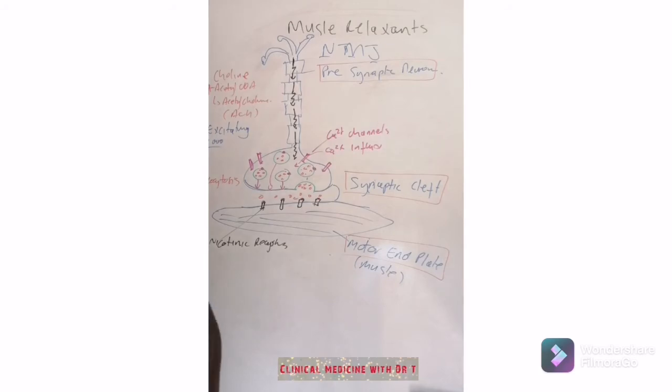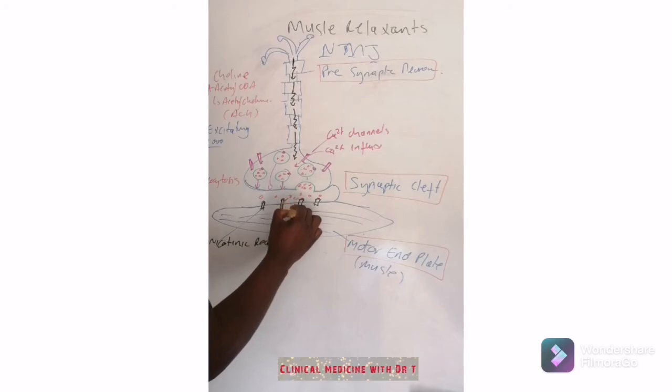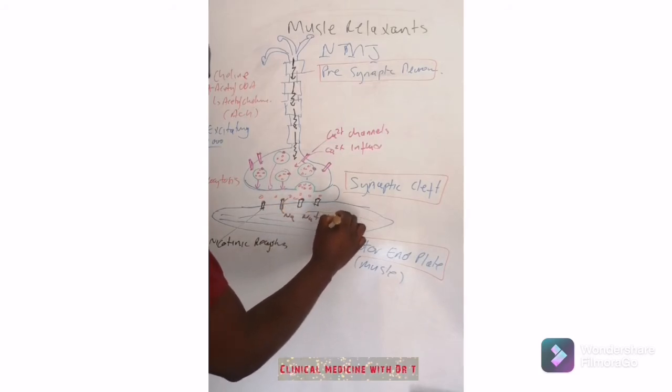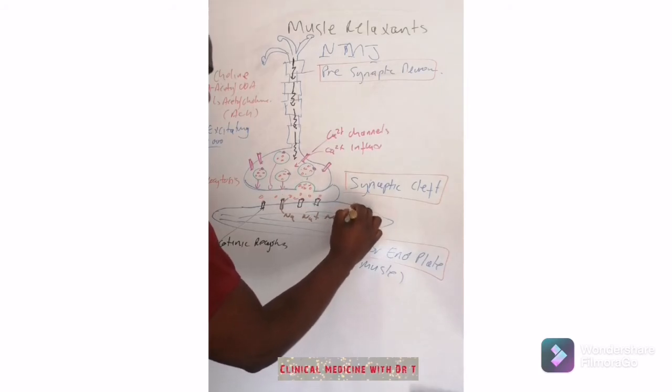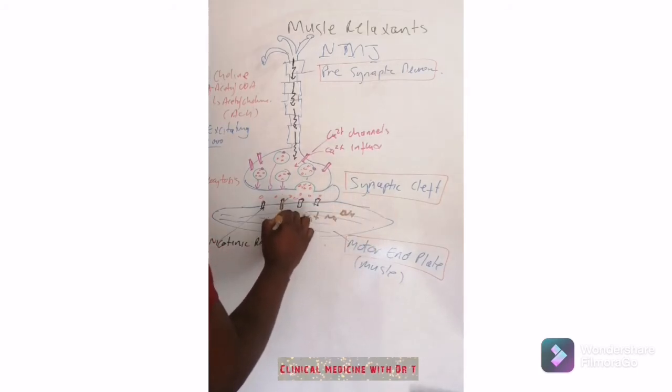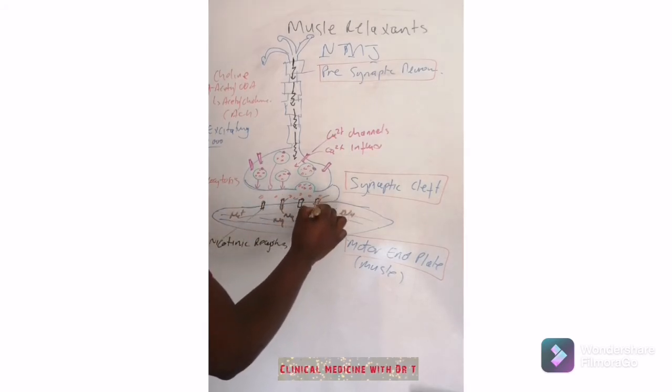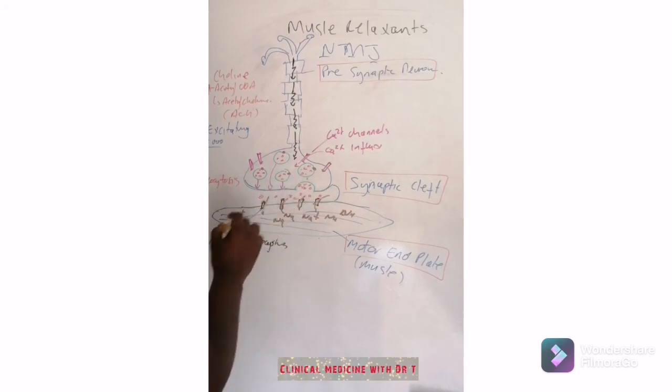Sodium starts to come into the muscle. So there's an influx of sodium into the muscle now. Sodium is positively charged, so it depolarizes the muscle. When the muscle gets depolarized, it contracts. So that's how you get from there to here, to get a muscle contraction. So you get an influx.